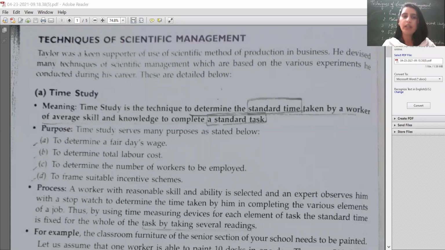I'm reading here from the PDF. Time study is the technique to determine the standard time taken by a worker of average skill. Keep in mind, average skill, not a highly efficient person, not a below efficient person. Got it? So it is the time taken by an average person having average skill and knowledge to complete a standard task. So whatever task is there, you should be able to complete that task within that particular standard time, which is being given to you as a timeline. Got it? Next, what is the purpose of time study?